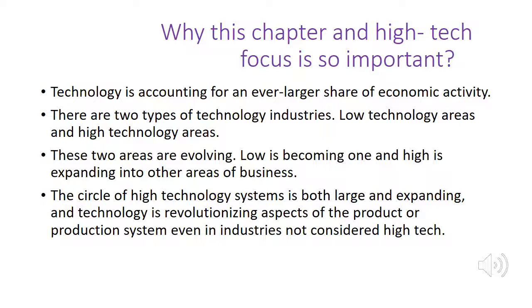The circle of high technology systems is both large and expanding, and technology is revolutionizing aspects of the product or production system, even in industries not considered high tech. This chapter examines the competitive features found in many high-tech industries and the kind of strategies businesses must adopt to build business models that will allow them to achieve superior profitability and growth.